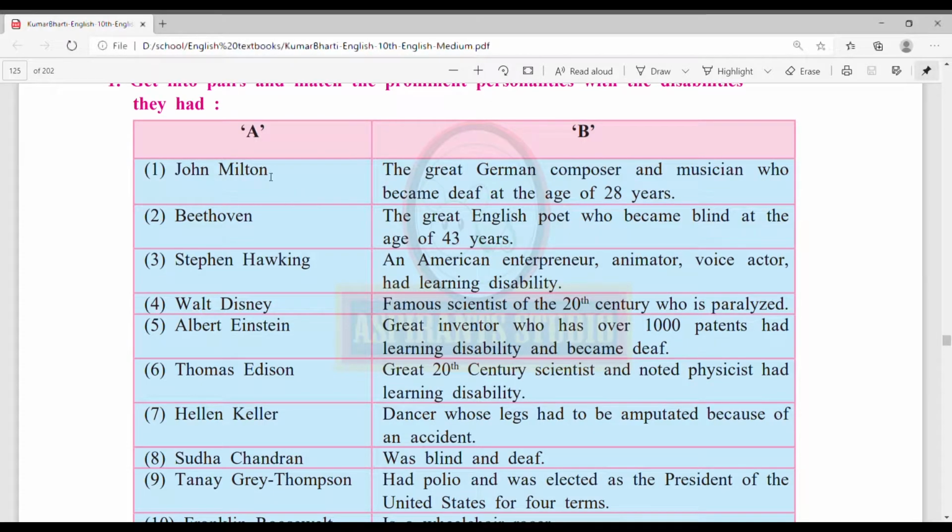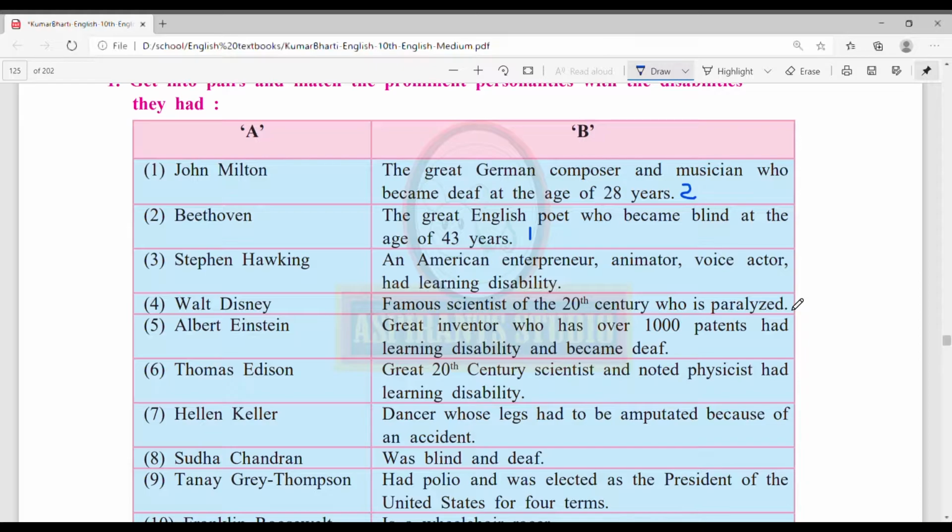John Milton. He was the great English poet who became blind at the age of 43 years. So this is 1. Beethoven, the great German composer and musician who became deaf at the age of 28 years. So this is 2. Stephen Hawking. Famous scientist of the 20th century who is paralyzed. So this is 3.